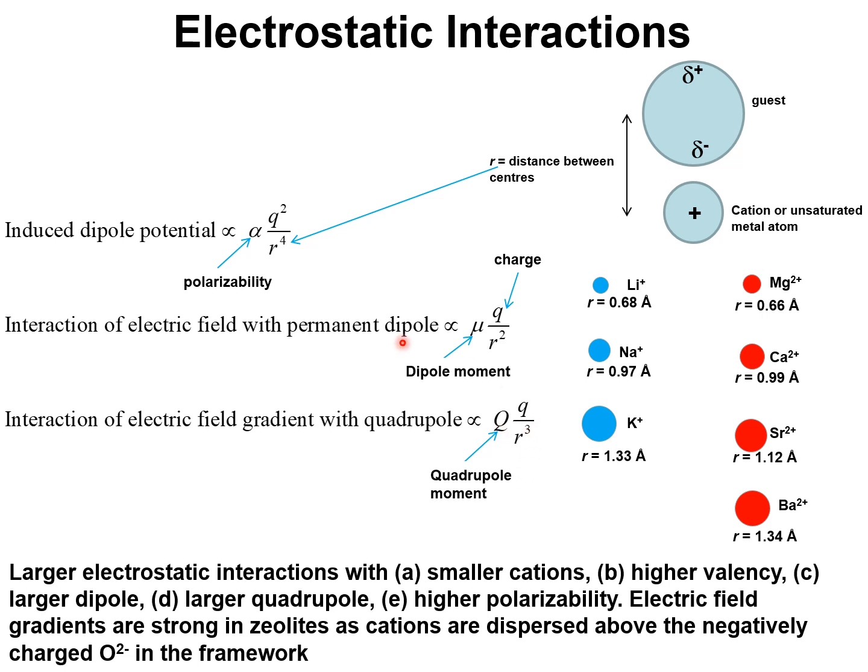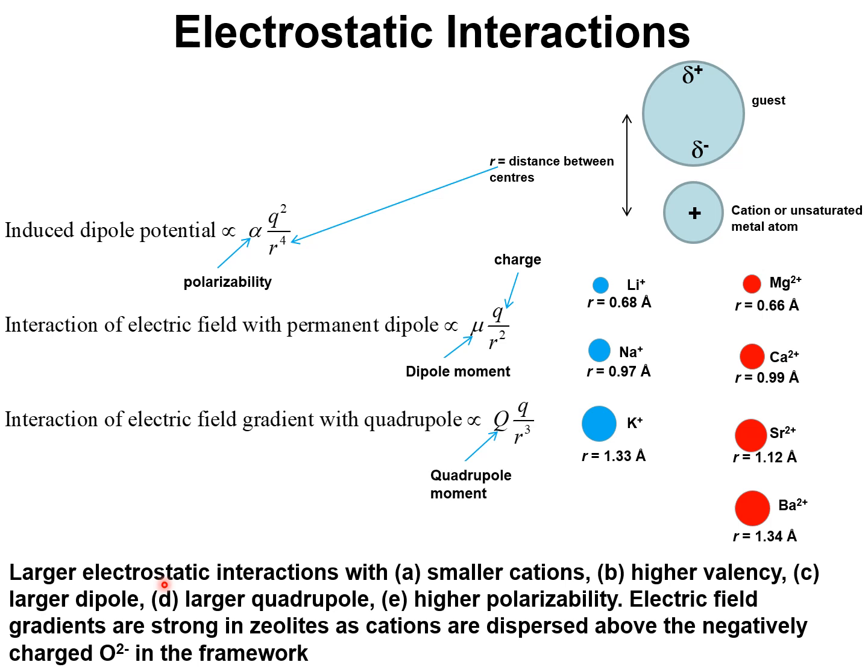In all cases, we note that the potential energy of interaction is proportional to the charge, or the square of the charge, and inversely proportional to the distance to the power 2, distance to the power 3, and the center-to-center distance to the power 4. In other words, larger electrostatic interactions are achieved with smaller cations because the center-to-center distance is smaller if the radius of the extra framework cations is smaller.